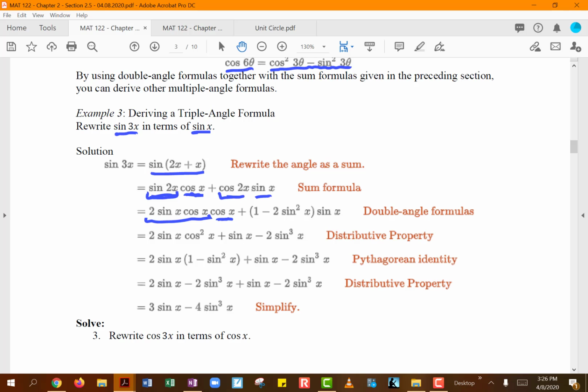And then for cosine of 2x, they are again using the double angle formula and rewriting it as parentheses 1 minus 2 sine squared of x. And then of course this sine of x stays the same. They are taking the sine of x and distributing it inside the parentheses. Multiplying the cosine with cosine to get cosine squared. So that's how they're cleaning this up.